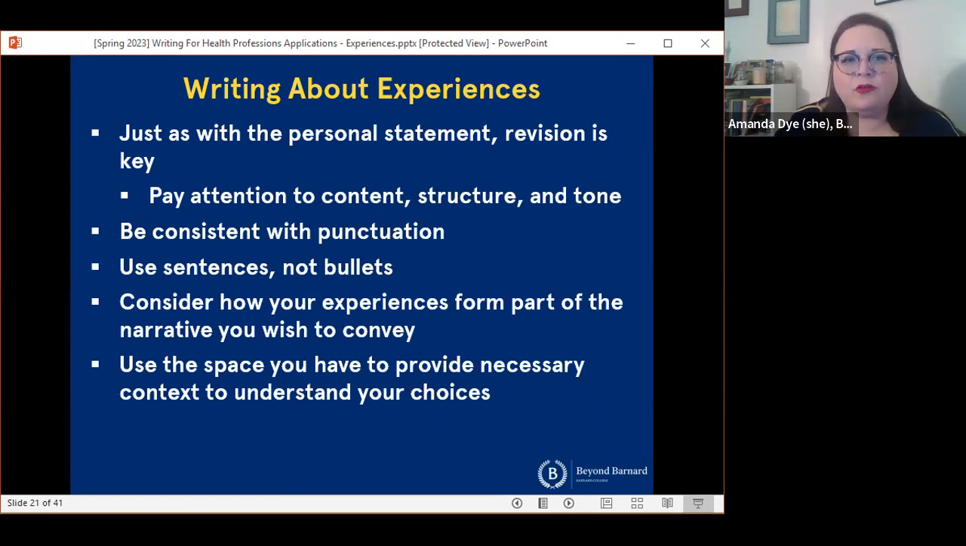I always encourage folks to pay attention to content, structure, and tone. You want the descriptions to sound like the person who wrote your personal statement, definitely. You want to make sure that the information that you're including, the content, is relevant. And you want to make sure that each of these short responses is structured in such a way that a person can easily follow it.